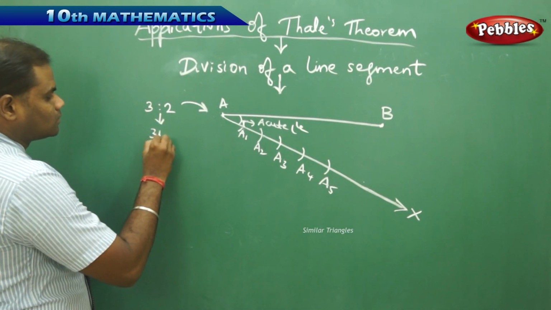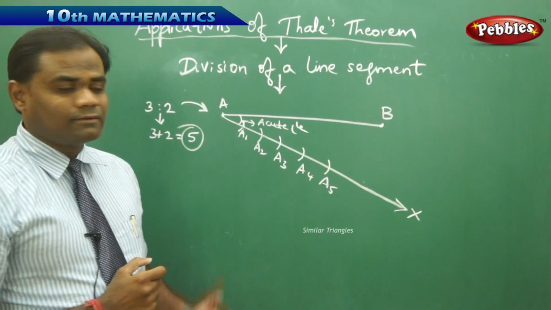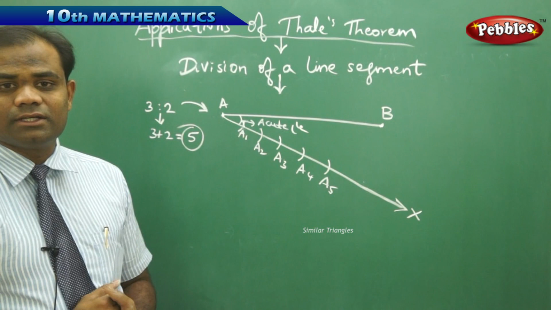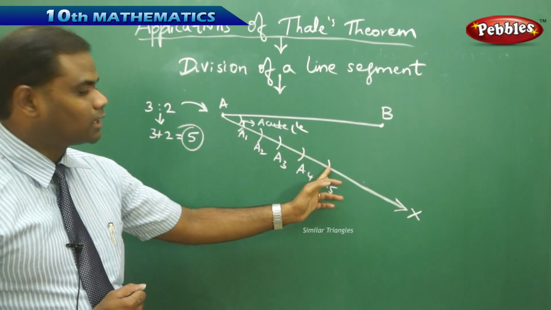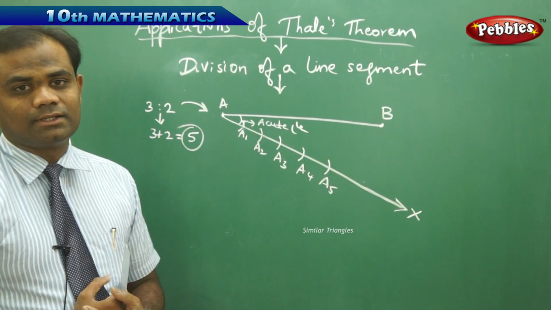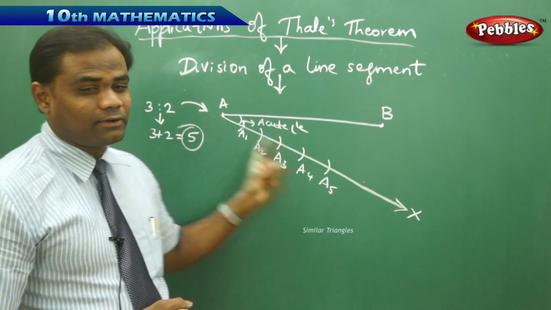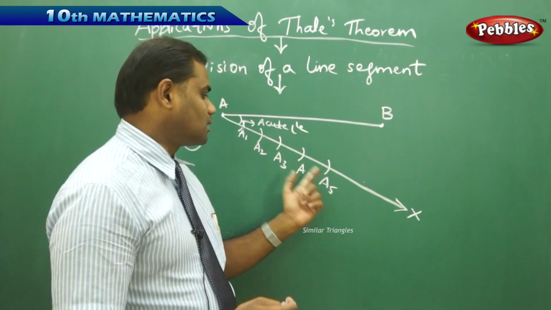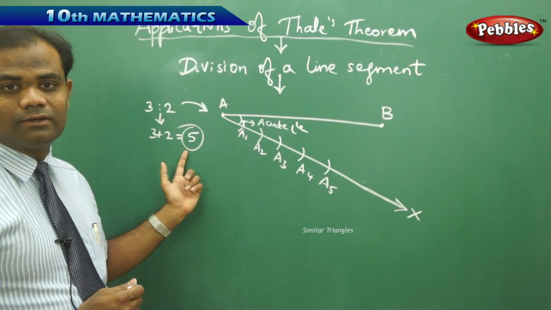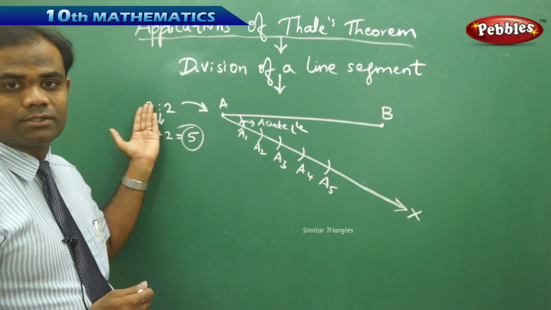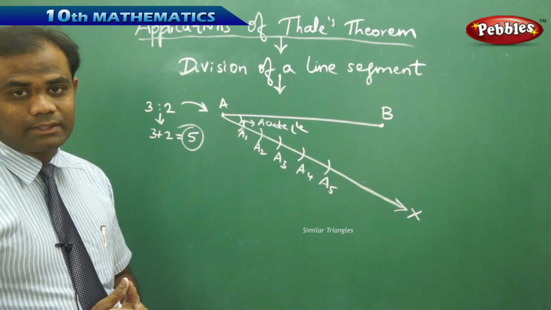because totally this leads to 5 parts, 3 plus 2, which is 5. So in order to have 3:2 as the ratio, I divide this into 5 parts: 1, 2, 3, 4, and 5 on the ray AX. If the ratio varies, then this value defines the number of times I need to cut to make equal parts, as with this figure. In this case it is 5, because 3 plus 2 is 5. The ratio 3:2 is what I want on the line segment.